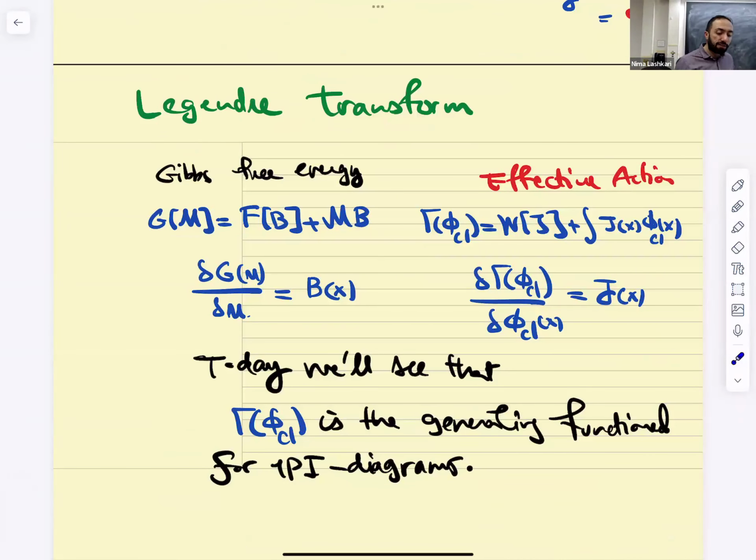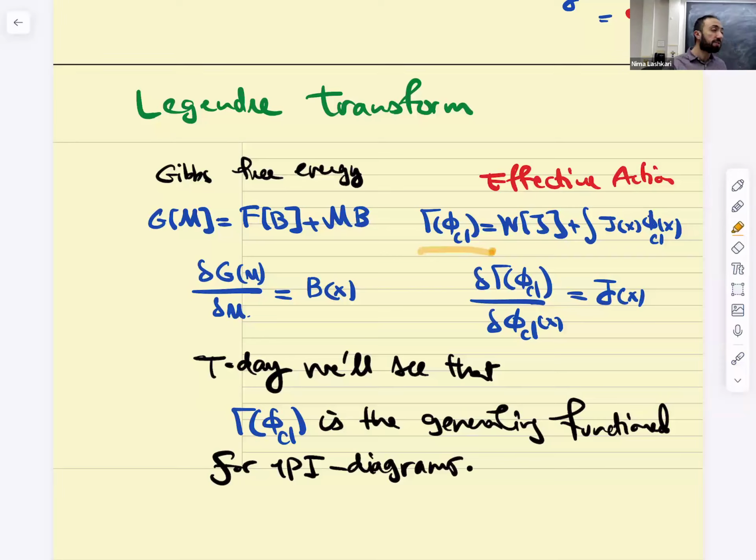Now, the analogy continues. We can do a Legendre transform to get a Gibbs free energy on the stat mech side. So that's taking F of B and shifting it by MB to get G of M, right? We're trading the variable B for M, the external source for the magnetization. And the analog of that here would be to take our Helmholtz free energy, minus log of the partition function, W of J, the generating functional of connected correlators, and shifting it by the integral of J times phi classical. This is called the effective action, right?